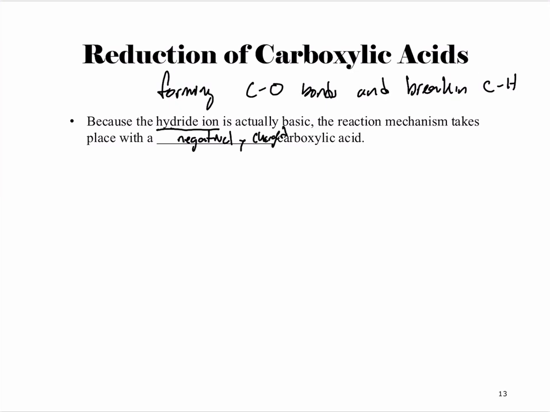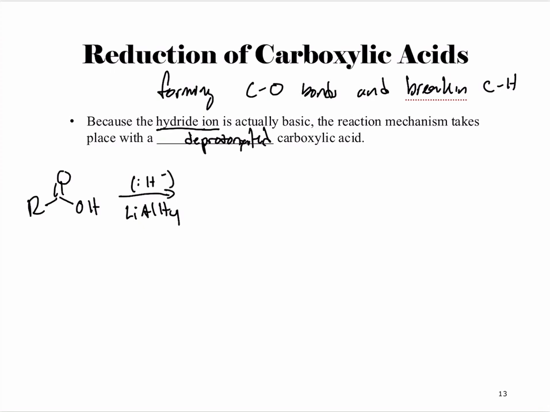So the reaction mechanism takes place with the negatively charged carboxylate, sorry, not negatively charged carboxylate, but a deprotonated carboxylic acid. So it'll be something like this. We add our strong reducing agent, which would be probably lithium aluminum hydride, and our hydride ion is going to be our nucleophile. This is actually first going to convert this into a carboxylate ion because it's negatively charged, and this gives us a different intermediate that'll be used instead of our usual tetrahedral intermediate.